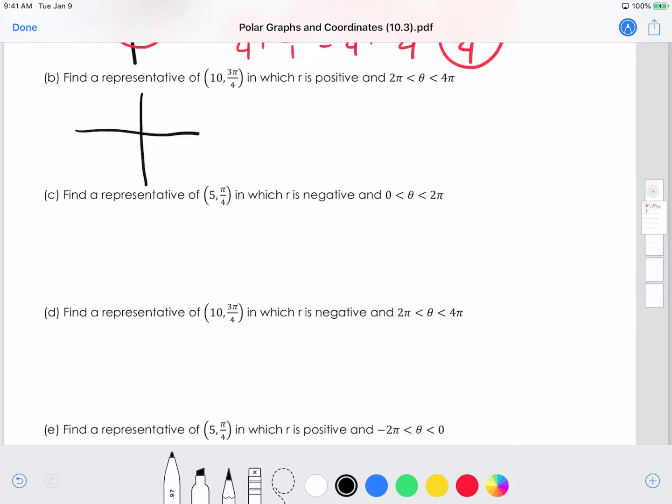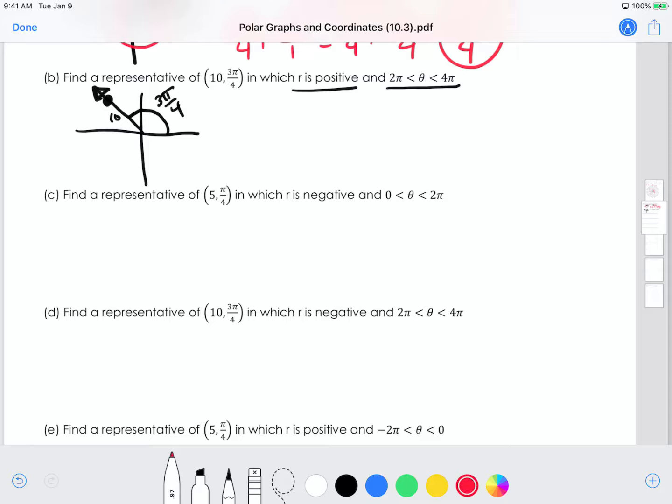So for part B, it's very similar. We're going to open up 3 pi over 4. So I'm going to swing open to 3 pi over 4. That's this angle here. And I'm going to come out 10 units, and I'm going to have a point. So this is 10 units. We want to find a point that has the same location as 10, 3 pi over 4, but we want r to be positive, and we want the angle to be between 2 pi and 4 pi.